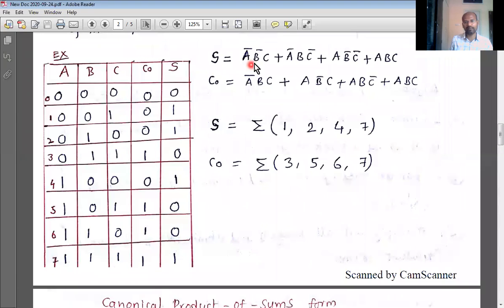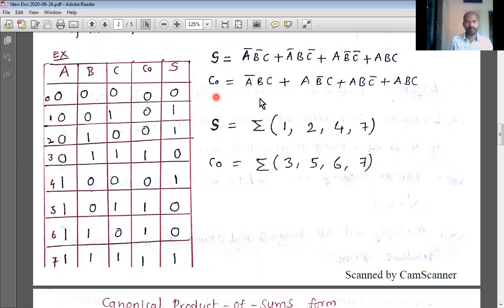In the same way, A B C, which is 1, 1, 1, has decimal equivalent 7. So instead of writing the minterms directly, we write the corresponding minterm decimal equivalent. The decimal equivalent of A bar B bar C is 1. The decimal equivalent of the minterm A bar B C bar is 2. The decimal equivalent of A B bar C bar is 4. The decimal equivalent of A B C is 7. Like this, we write the compact sum of products. Each term is a product term, and all those product terms are summed up to get the canonical sum of product.